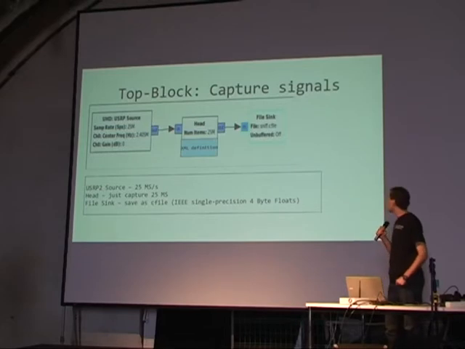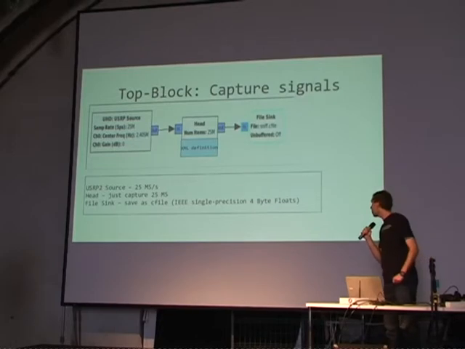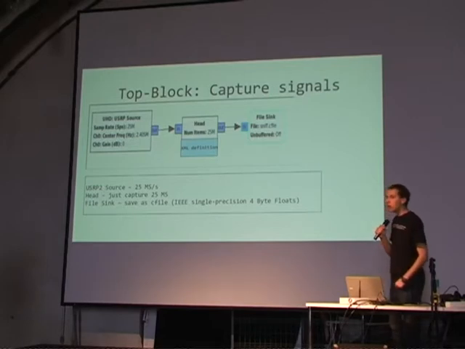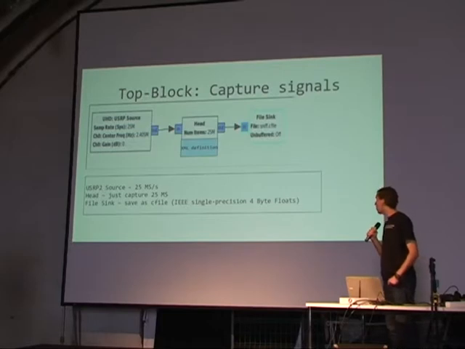If you don't do this, your files grow large very fast, since the data rate is relatively high if you use 25 megasamples. The USRP2 source, as it's actually, yeah, the file sink saves the received signal as a C file, which corresponds to the complex values. So you each time have a pair of two 4-byte floats, which is 32 bits, and it's single precision IEEE.